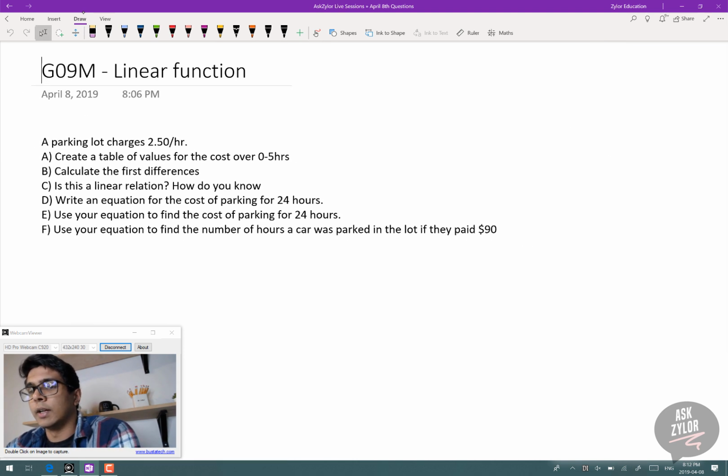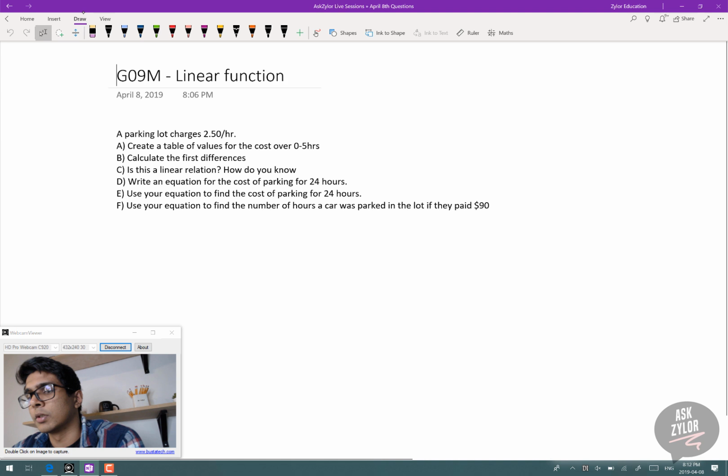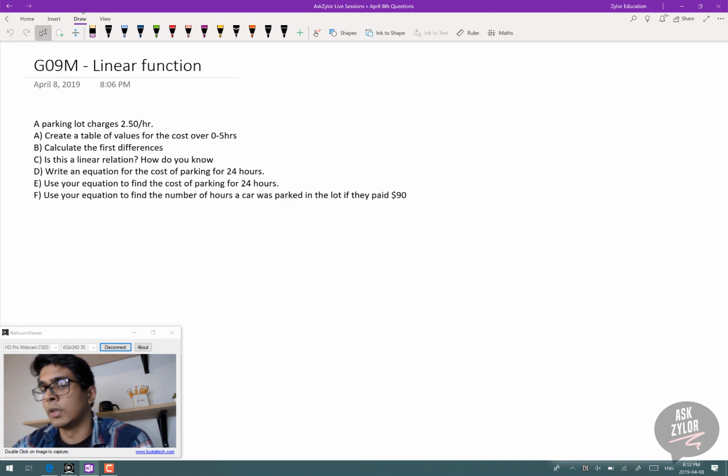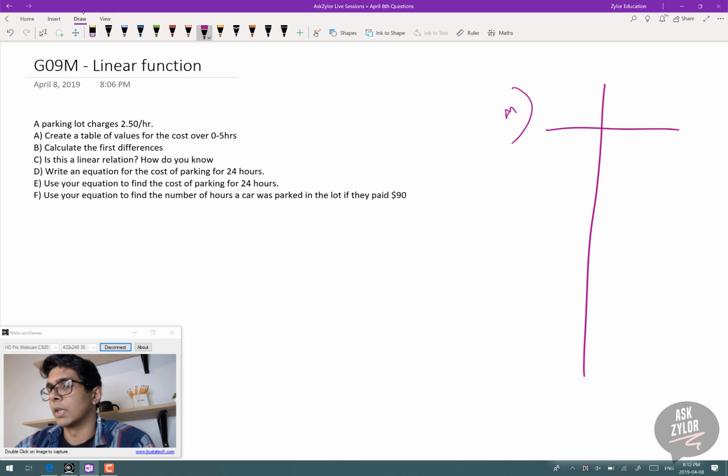So the next question is a grade 9 math question. It's dealing with linear functions. So it's telling me a parking lot charges $2.50 per hour. Create a table of values for the cost over 0 to 5 hours. So my table of values is going to be, let's say t is time in hours, and c is cost in dollars.